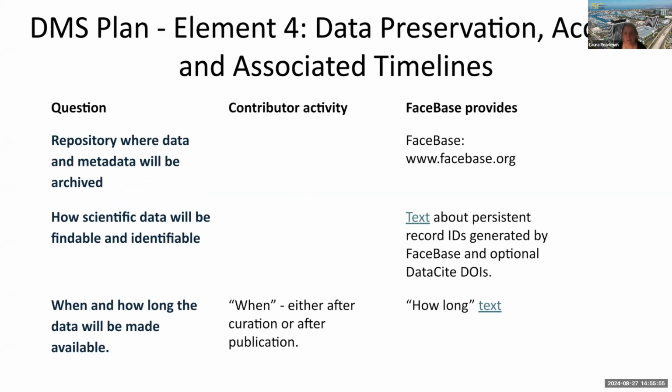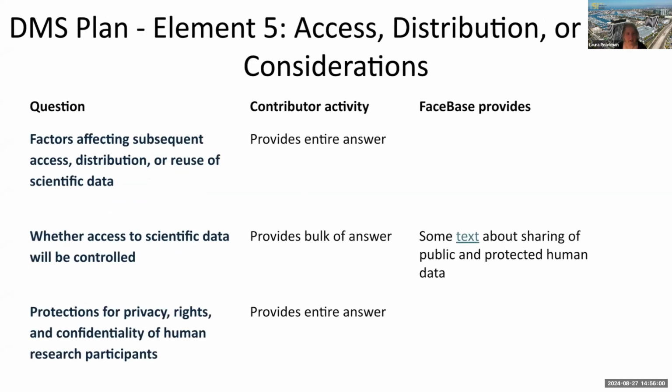And similarly for when and how long the data will be made available. And again, controlled access data. We have our policies about sharing public and private protected human data. And again, we have some boilerplate text for what happens with the data and how it's shared once it hits FaceBase. Clearly, what happens before it hits FaceBase is something that you need to provide.